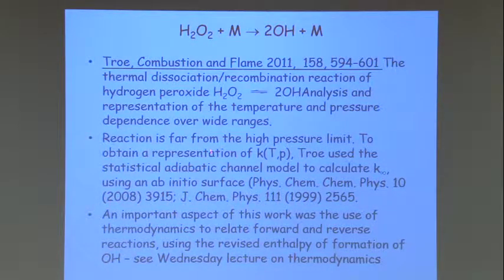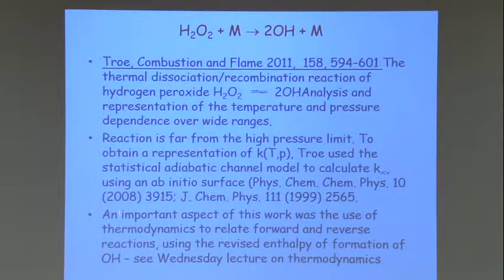So the reaction's far from the high pressure limit, and to obtain his representation, Troe needed to get a value for k infinity, which he did by calculation. He used a technique of his called statistical adiabatic channel theory to calculate this constant using an ab initio potential energy surface.